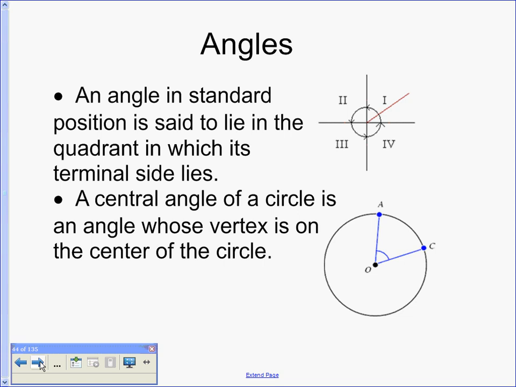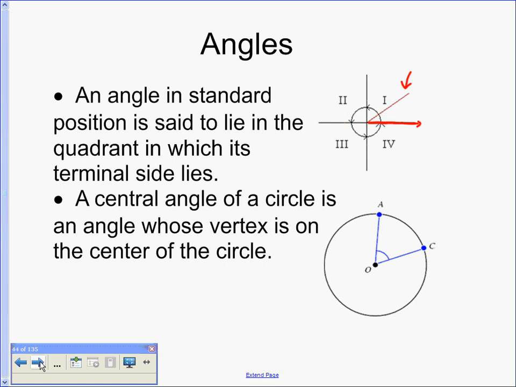And now let's talk a little more about the angles. An angle in standard position is said to lie in the quadrant in which the terminal side lies. So what that means is, if this is in standard position, and it is, because you can see that the initial side is starting on the positive x-axis, then if I call this angle A and I ask you where does angle A lie, you would say it lies in quadrant 1, because the terminal side of this angle lies in quadrant 1.